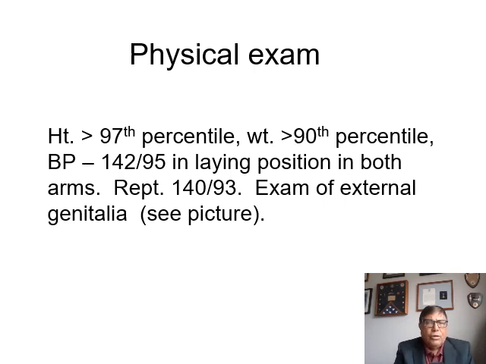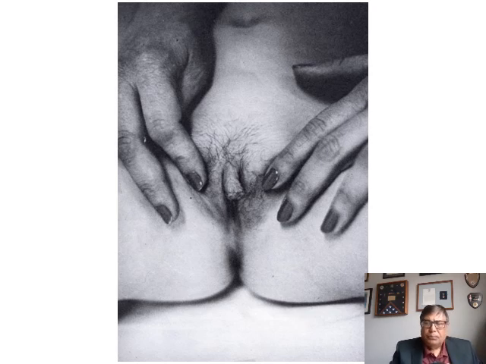Blood pressure 142/95 in lying position in both arms. And repeat blood glucose was 140 and repeat blood pressure was 140/93. An examination of external genitalia in the next picture. And I had to present this picture to make a point because this is important. What do we see? We see the clitoromegaly. We see the pubic hair is scattered all over, not along the labial border.